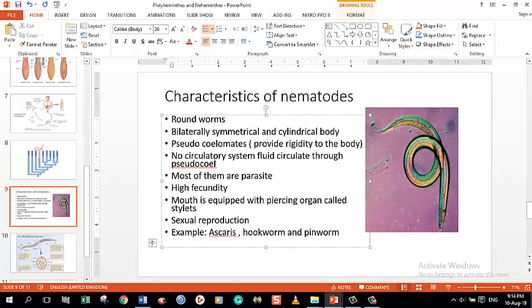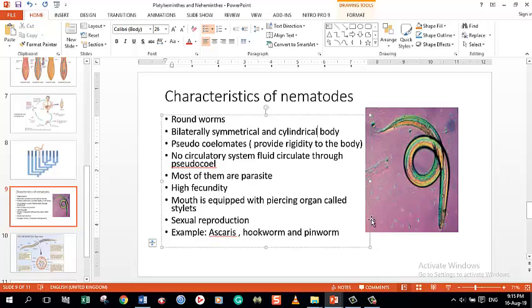If you look at the body structure inside these animals, you are going to see as if there is a coelom, but that is not a true coelom. This cavity is filled by body cells. This animal has no circulatory system, and most of these animals are parasites. They totally rely on the host. They also have high fecundity, which means an enormous ability to produce eggs.